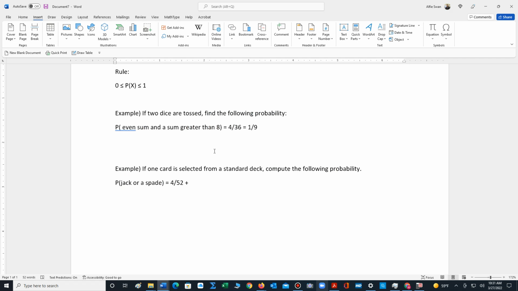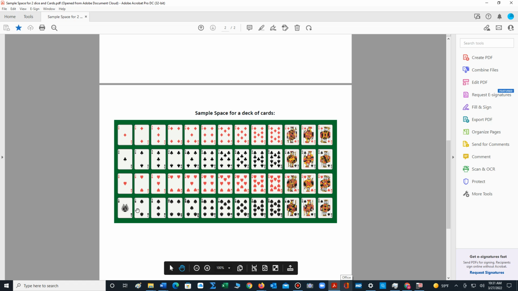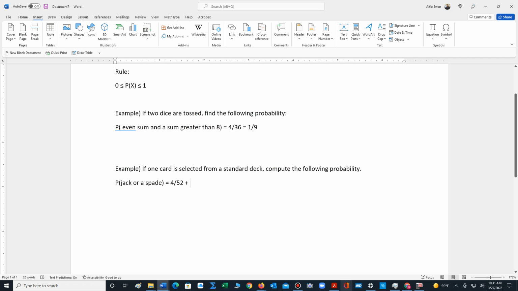Plus, how many spades do we have? 1, 2, 3, 4, 5, 6, 7, 8, 9, 10, 11, 12, 13. And the reason we add these probabilities is because the "or" informs us to add. When you see the word "or," you're adding. But we have to avoid double counting the Jack of Spades.